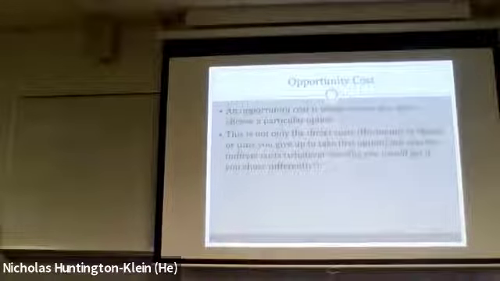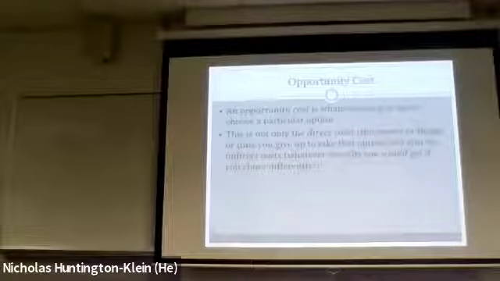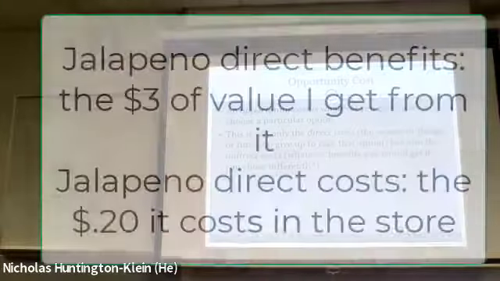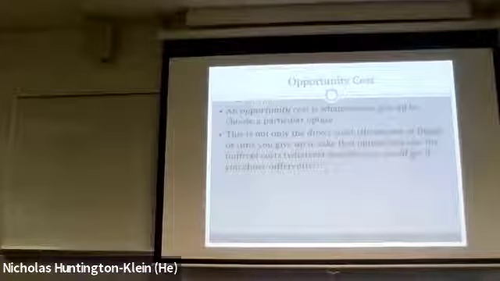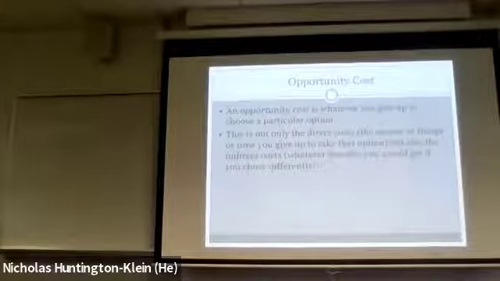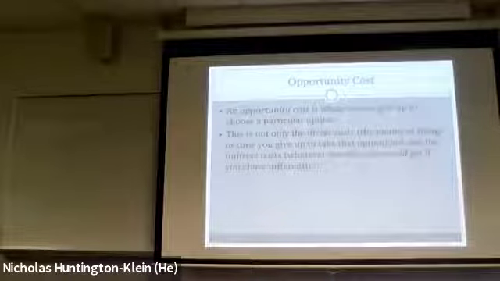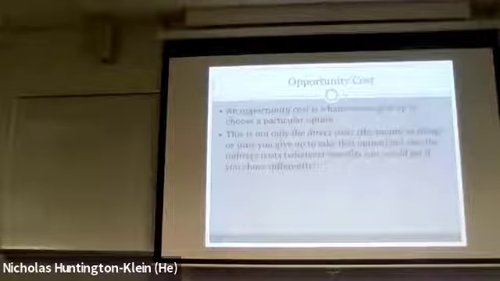So in this case, if we buy a jalapeno, we actually get a jalapeno that's worth $3, right? This is a direct benefit. If we buy a jalapeno, we actually hand them 20 cents or have them run 20 cents on our card, right? So this is actually going to go away from us if we buy the jalapenos. This is a direct cost, right? So we got direct costs, we got direct benefits.